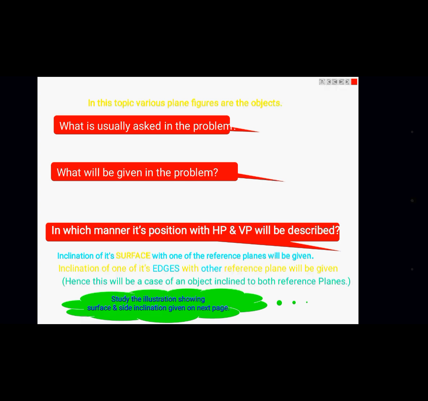The ground level, the surface on which we are standing, is called the horizontal plane. And the wall which we face, the opposite vertical wall, is called the vertical plane. We have to imagine ourselves as an observer. If we stand on the ground surface, the horizontal floor area, it is the horizontal plane, and the wall opposite to us is called the vertical plane. So there are two basic types of planes, horizontal plane and vertical plane.